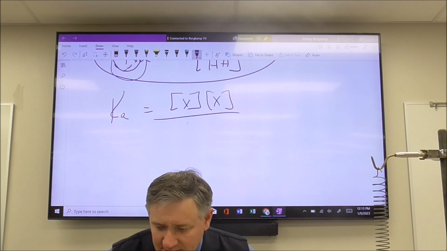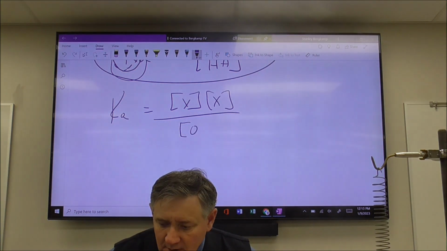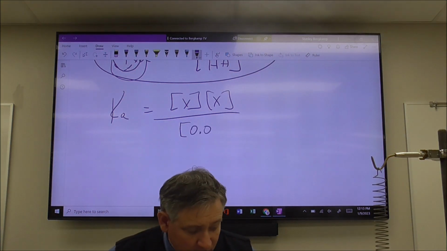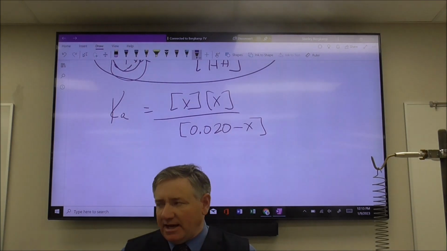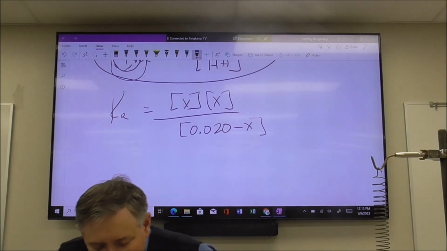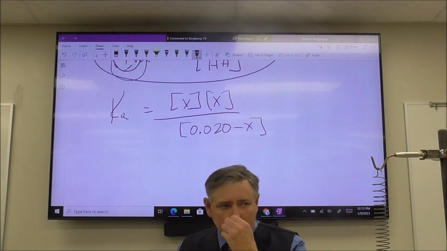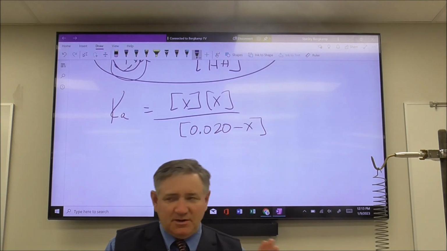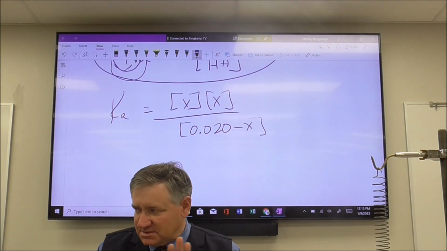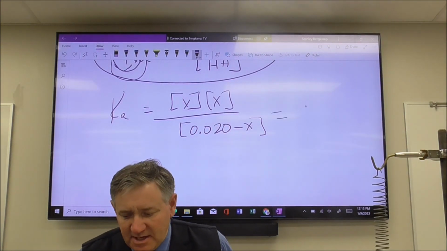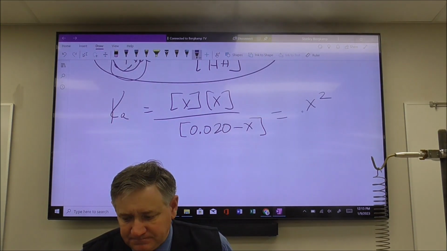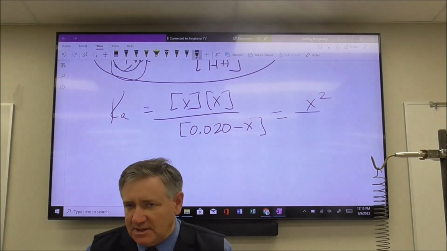Now, technically, if you're working number 12, that's 0.020 minus X on the equilibrium line. Now, here's the problem. We're going to make this simple unless I tell you to make it complicated. You are always going to assume that this is simple. When you multiply X by X, oddly enough, you get X squared. Not a difficult concept.